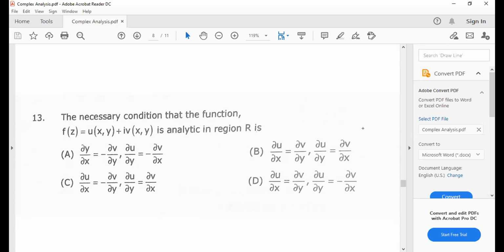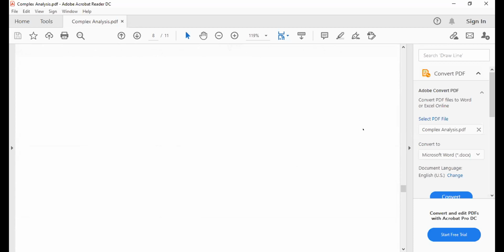These types of direct questions you should solve within a fraction of seconds. Sir, D is the right option. Others? Option D only, sir. Yes, exactly. Option D is the right option.